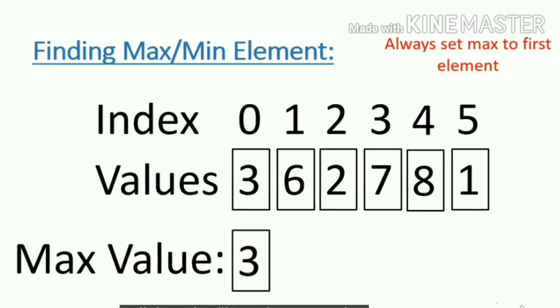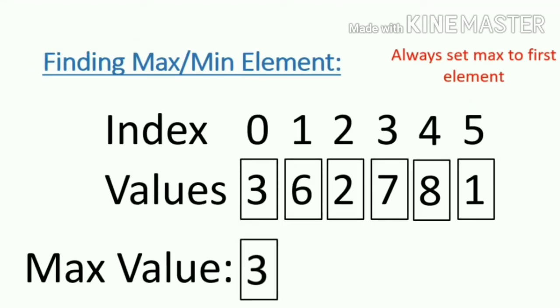Often people initialize the max value to 0, just out of habit, but if all the values of the list were negative, then 0 would end up being wrongly reported as the maximum value. So initialize the max value to the first element in your list. First 3 will compare with the 6.